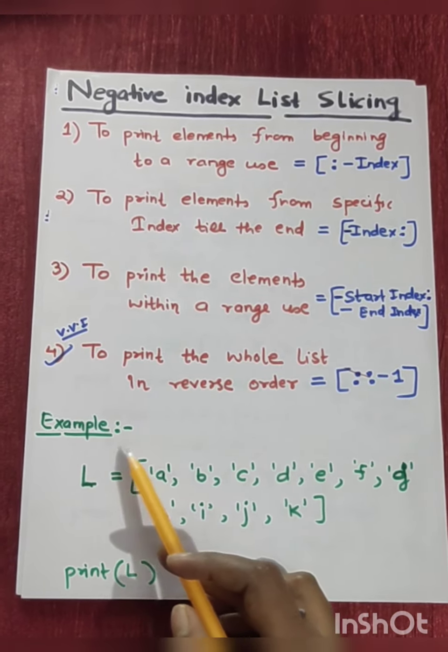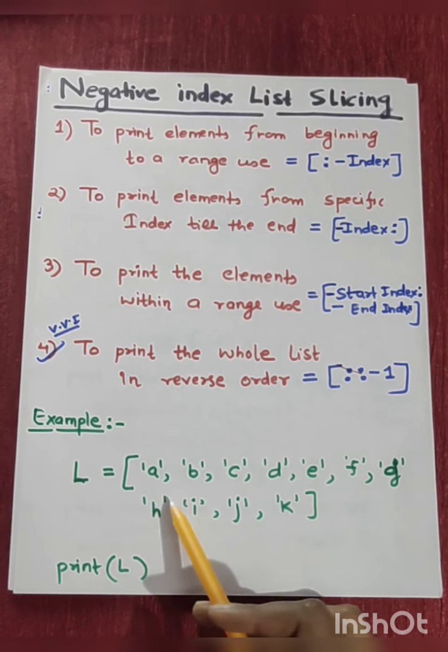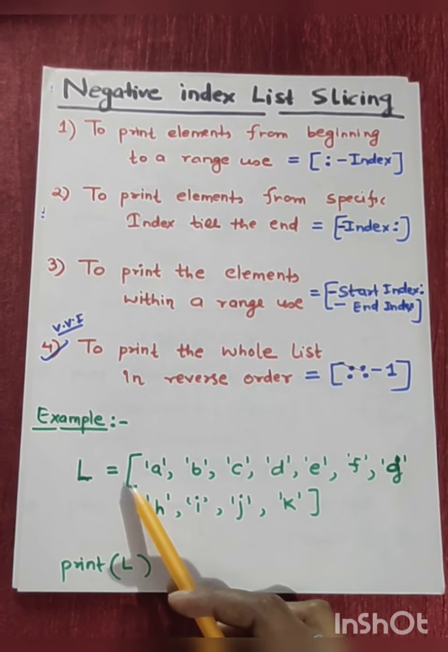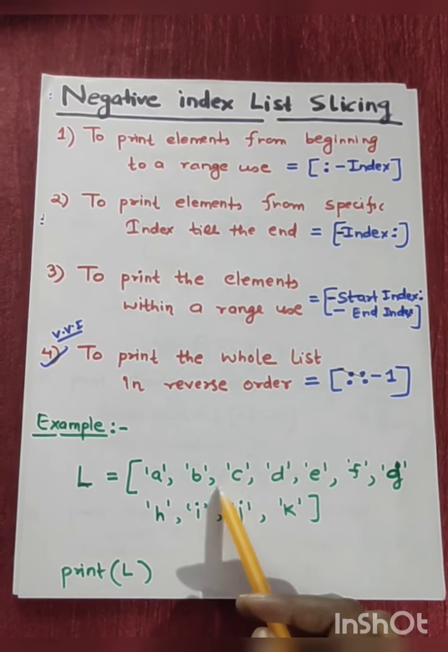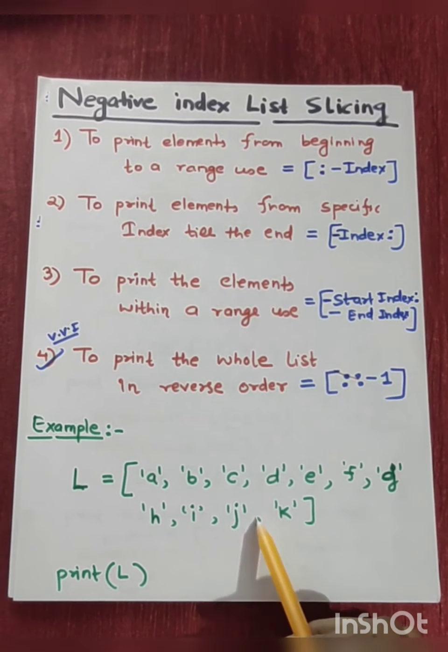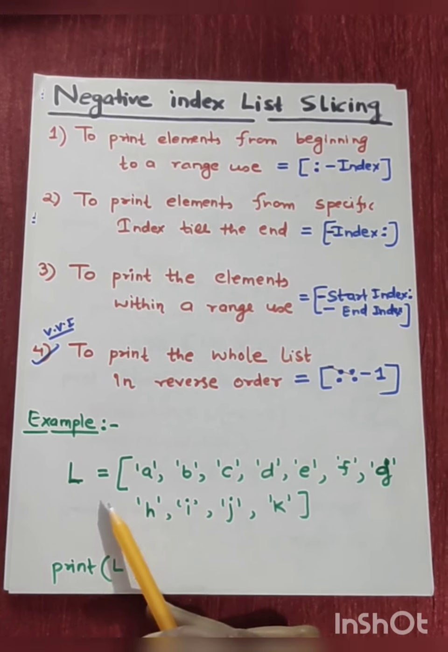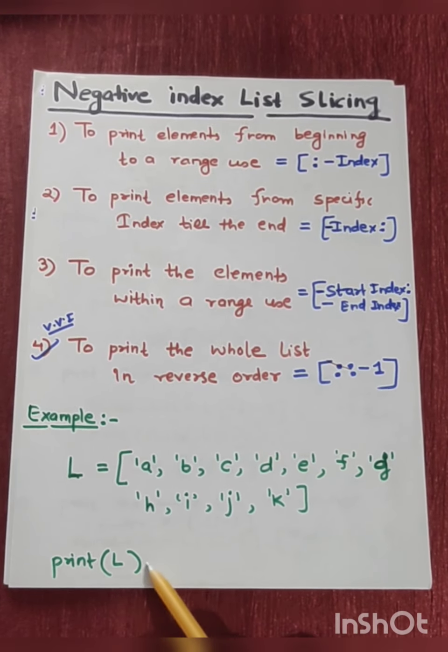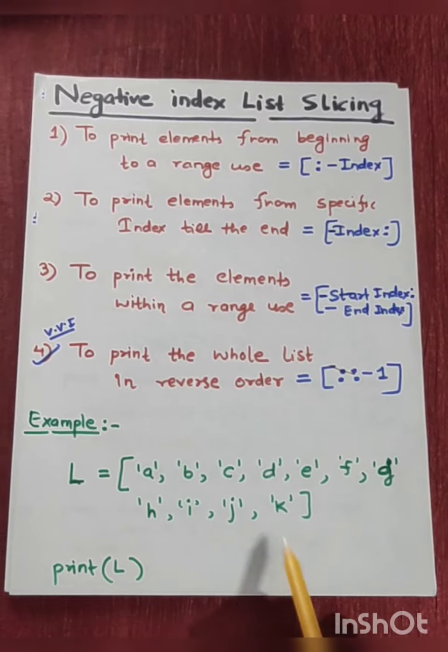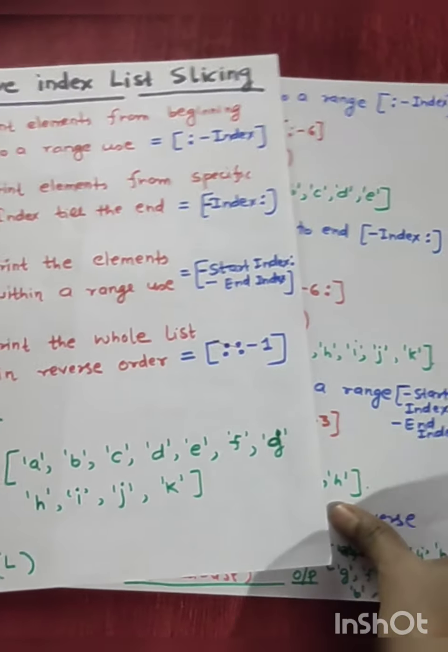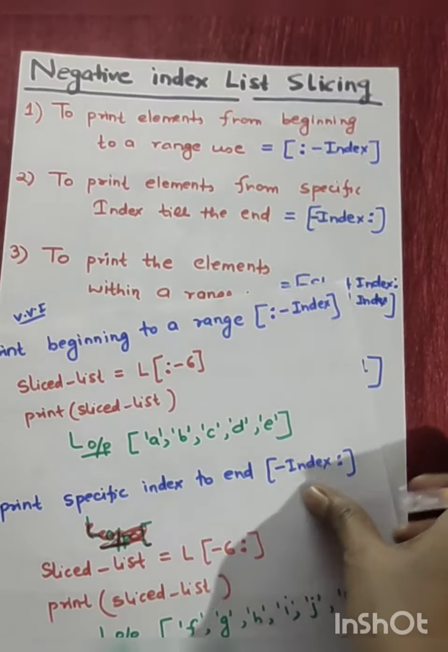So now I am going to explain this by using one example. Here I have taken one list: A, B, C, D, E, F, G, H, I, J, K. I have taken a list containing strings. So here I am printing this list, and it will give all the values. By using this example, I can explain all 4 conditions.